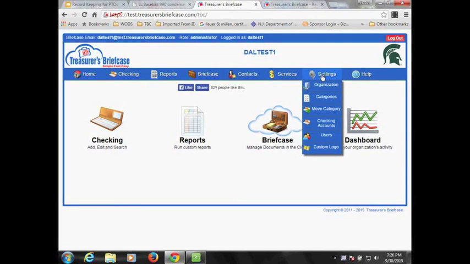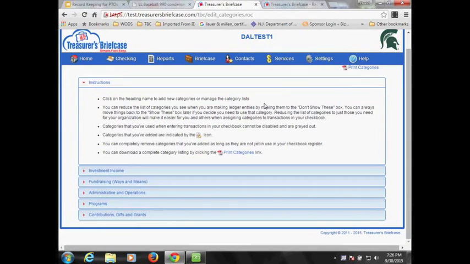But under this settings tab, we have a category section. And you're going to notice the category section looks strikingly familiar to the buckets we defined: fundraising, administrative, programs, contribution, gifts, and grants. There's one extra one here. The IRS does require you to separate investment income from other income, so we have it here also.